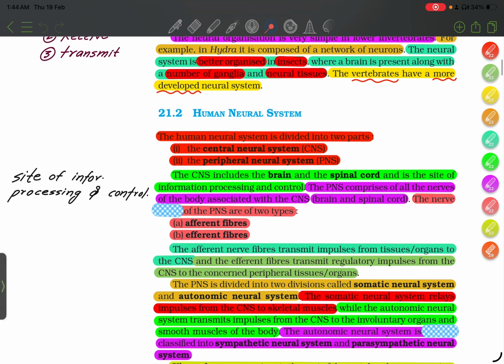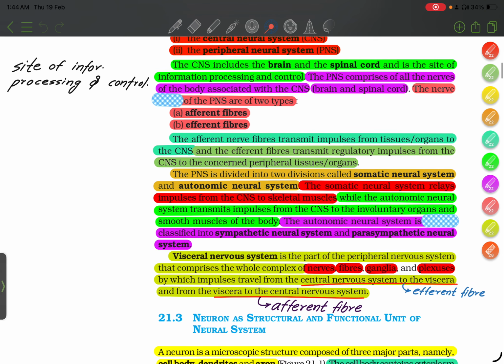Human neural system. The human neural system is divided into two parts: the central nervous system, that is CNS, and the peripheral nervous system, that is PNS. The central nervous system includes the brain and the spinal cord and is the site of information processing and control. The PNS comprises all the nerves of the body associated with the CNS, brain and spinal cord. The nerve fibers of PNS are of two types: afferent fibers and efferent fibers. The afferent fibers transmit impulses from the tissue or organ to the CNS, and efferent fibers transmit regulatory impulses from the CNS to the concerned peripheral tissue or organ.